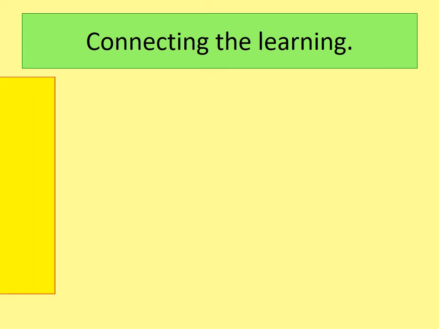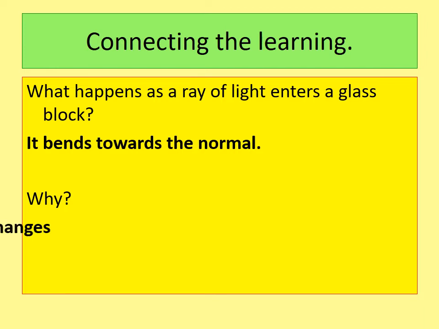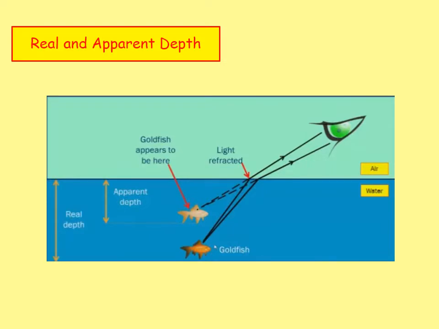So let's connect the learning now. What happens as a ray of light enters a glass block? It bends towards the normal. Why? Because the speed of light changes. It slows down. A practical application could be in fishing. If you look down into a fish bowl, the goldfish looks closer to the surface than it actually is, because the light is being bent.